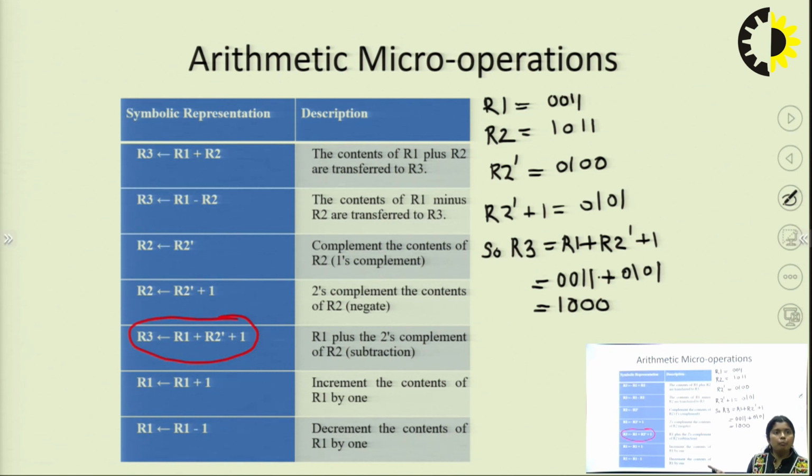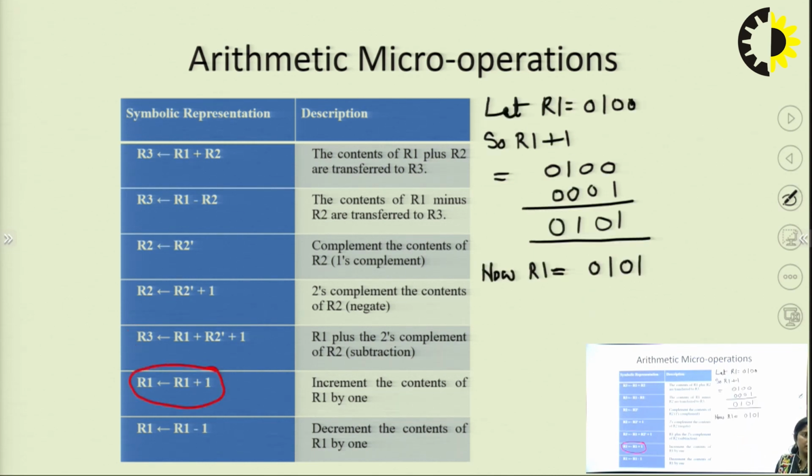So R2 complement is what? That is the 1's complement. 0 is converted into 1 and 1 is converted into 0. So R2 complement plus 1 here is 0101. So what is R3? R3 is R1 plus R2 complement plus 1, that is 0101, and R1 is 0011. So here I am writing 0011 and 0101, and the resultant will be 1000. That will be stored in the R3 register.